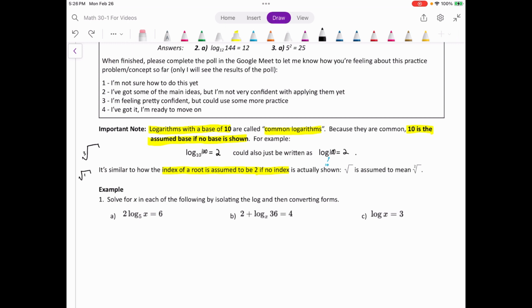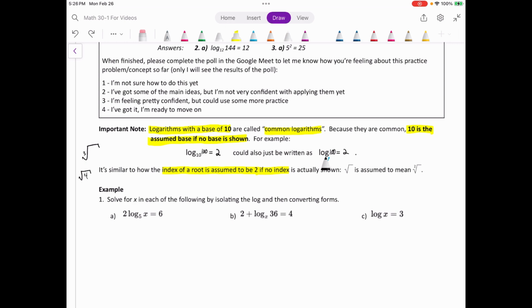They're still going to know you mean the square root of 4, right? You could put in the 2, but you don't have to. It's assumed to be an index of 2 if nothing's put there. Same idea here. You could put in the 10, it's not wrong, but if you don't put in the 10, everyone will still know what you mean.